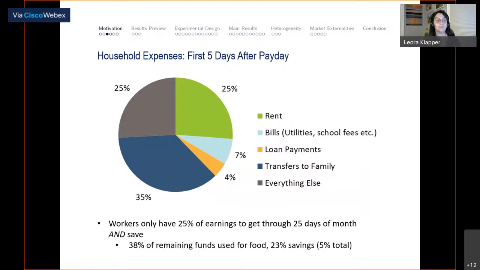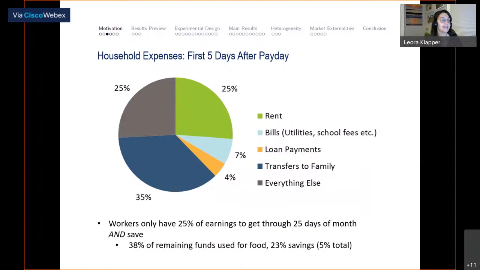And we know that workers typically take off a day from the factory, and this is lost production time. Workers take off time from work, they garnish their wages, to run around town paying these bills, such as rent, such as school fees. About 7% goes to bills; utilities and school fees are quite high, and if you don't pay them at the end of the month, your student can't stay in school that month. And loan payments about 4%. And for everything else, for the full month, the workers have about a quarter of their salary. And so they have about 25% of earnings to get through the rest of the month.